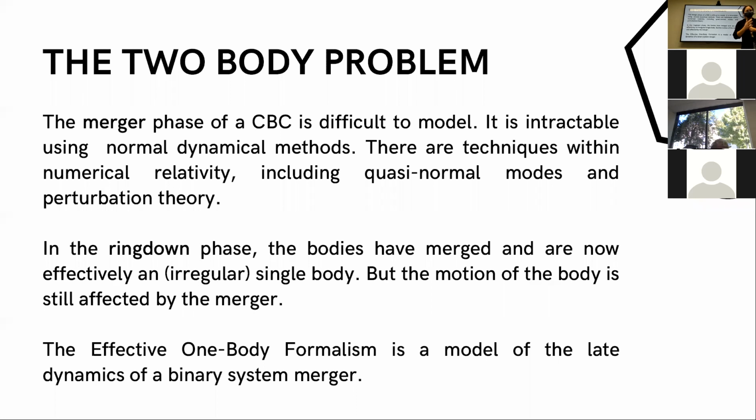The ringdown phase, the late merger and ringdown phase, and the inspiral phase of a binary merger are what we're going to be focusing on today. So in the ringdown phase, the bodies have merged, or at least mostly merged, and are now effectively an irregular single body, or at least can be viewed in that way. But the motion of the body is still affected by the merger. So it's not as if this is something that's now moving entirely independently of the coalescence itself. The effective one-body formalism, as we'll talk about in a moment, is a model of the late dynamics of a binary system merger.